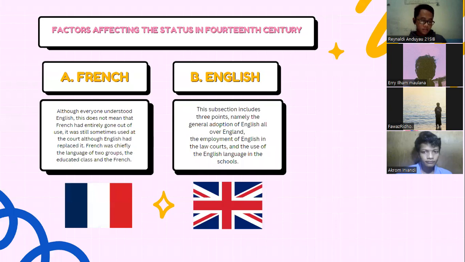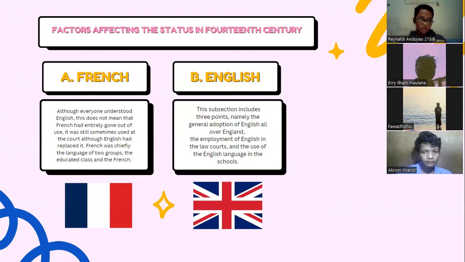And the second is English in the law courts. Soon after the Norman Conquest, French was the language of all legal proceedings. But in 1356, proceedings in the courts of London and Middlesex were ordered to be in English.